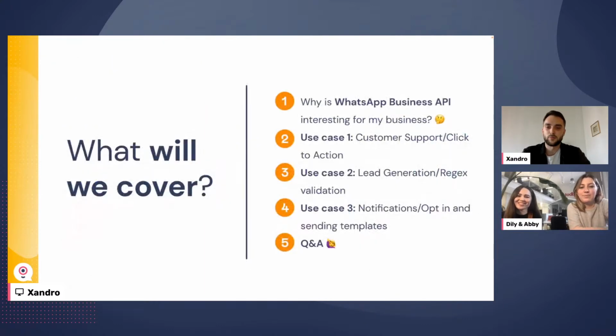Beautiful. All right. Well, now that you know us a little better, let me explain what we're going to cover during today's workshop. First, we're going to give a brief overview of the WhatsApp Business API and why it can be interesting for your business. And then we'll present you with 3 different use cases. First, we'll explain the use case in general terms, like how it works, what it's good for, and so on. And then we'll introduce some powerful features you can specifically use for each use case. So use case 1 will be customer support and the click to action feature. The second one will be lead generation and Regex validation. And the third one will be notifications, opt-ins, and sending templates. And at the very end, we'll be doing a short Q&A session.